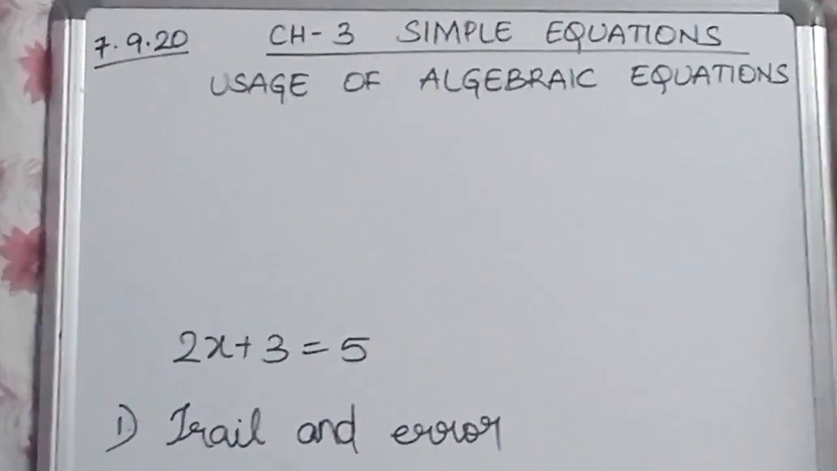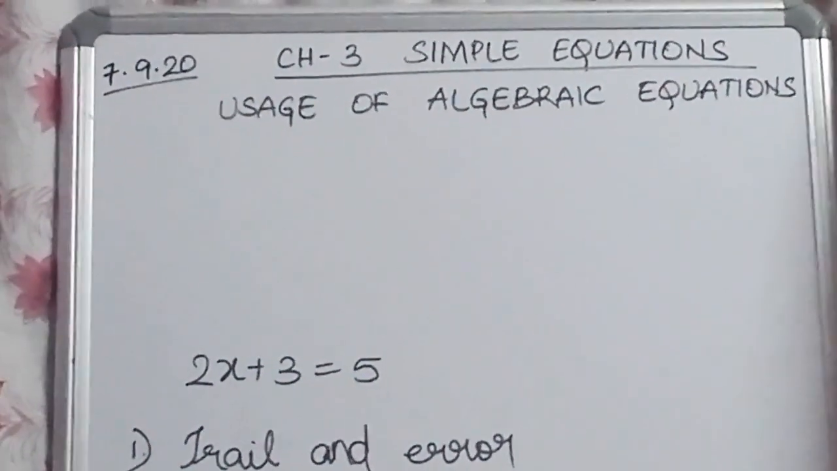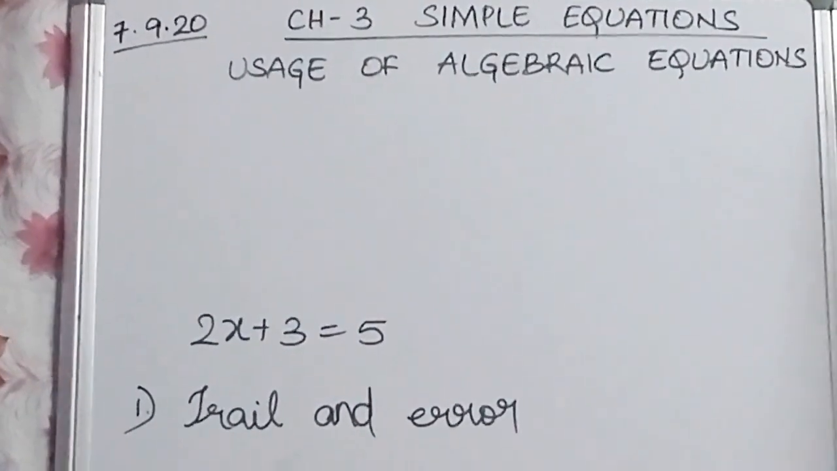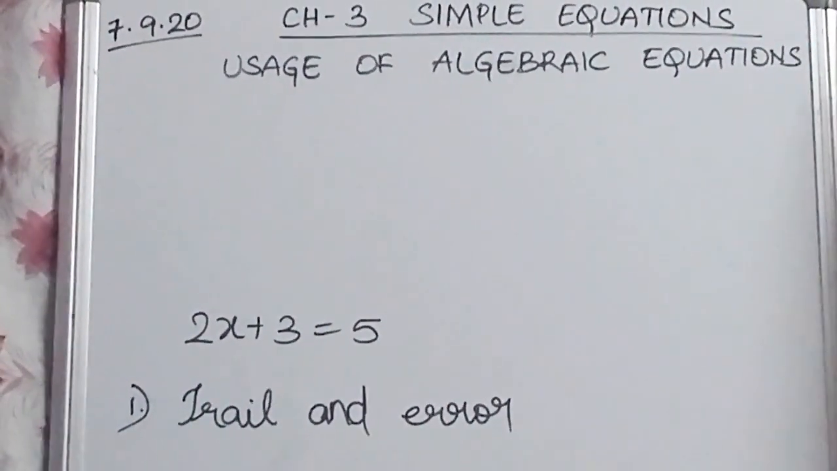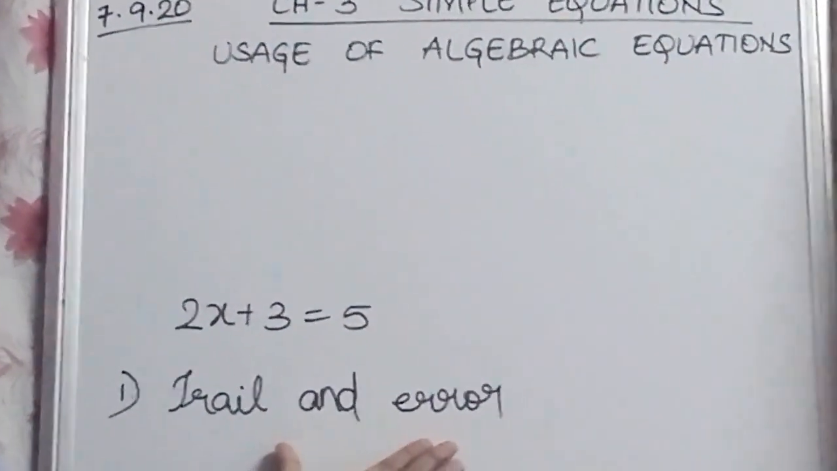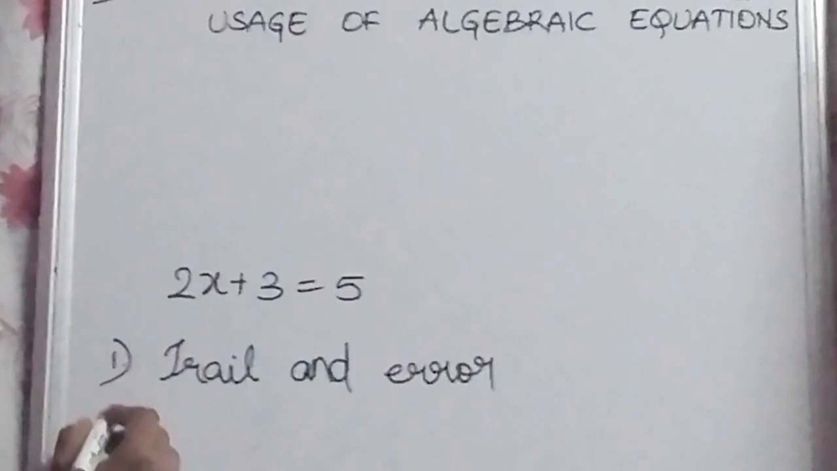In the trial and error method, what did you do? You have taken x equal to 1, x equal to 2, like that you have taken and you have found out which is the proper value of x. Then we found that this process is lengthy. So we have gone to the second method, which is the principle of equality.